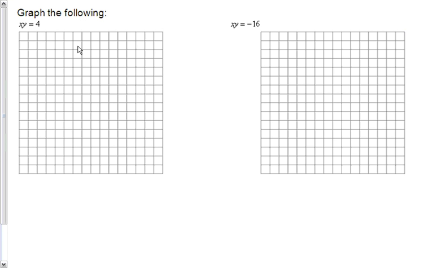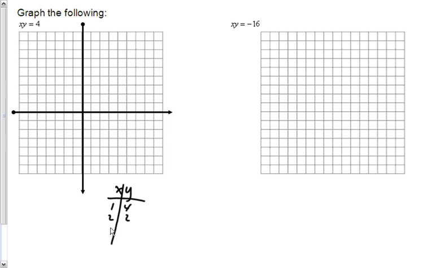So let's graph xy equals 4. So if I graph it, I'm going to put my axis up. Okay. If you wanted to, it's easy to just make a t-chart just to show it. X, Y. Give me things to multiply. Give me 4. 1 and 4. 2 and 2. How about 1/2 and 8? Okay. And 8 and 1/2.